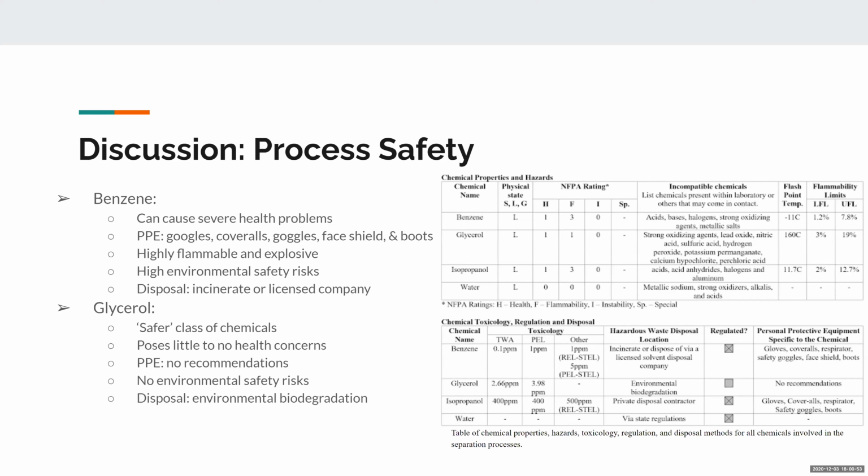Glycerol, on the other hand, is deemed a safer class of chemical and is even used in many consumable products. There is little to no health concerns when handling glycerol, which results in no recommended personal protective equipment when handling this chemical. In addition, glycerol poses no environmental safety risks, and glycerol waste can even be disposed of by environmental biodegradation. Overall, glycerol poses little to no safety concerns throughout the process to the environment or to surrounding societies, whereas benzene poses a high health and environmental risk.